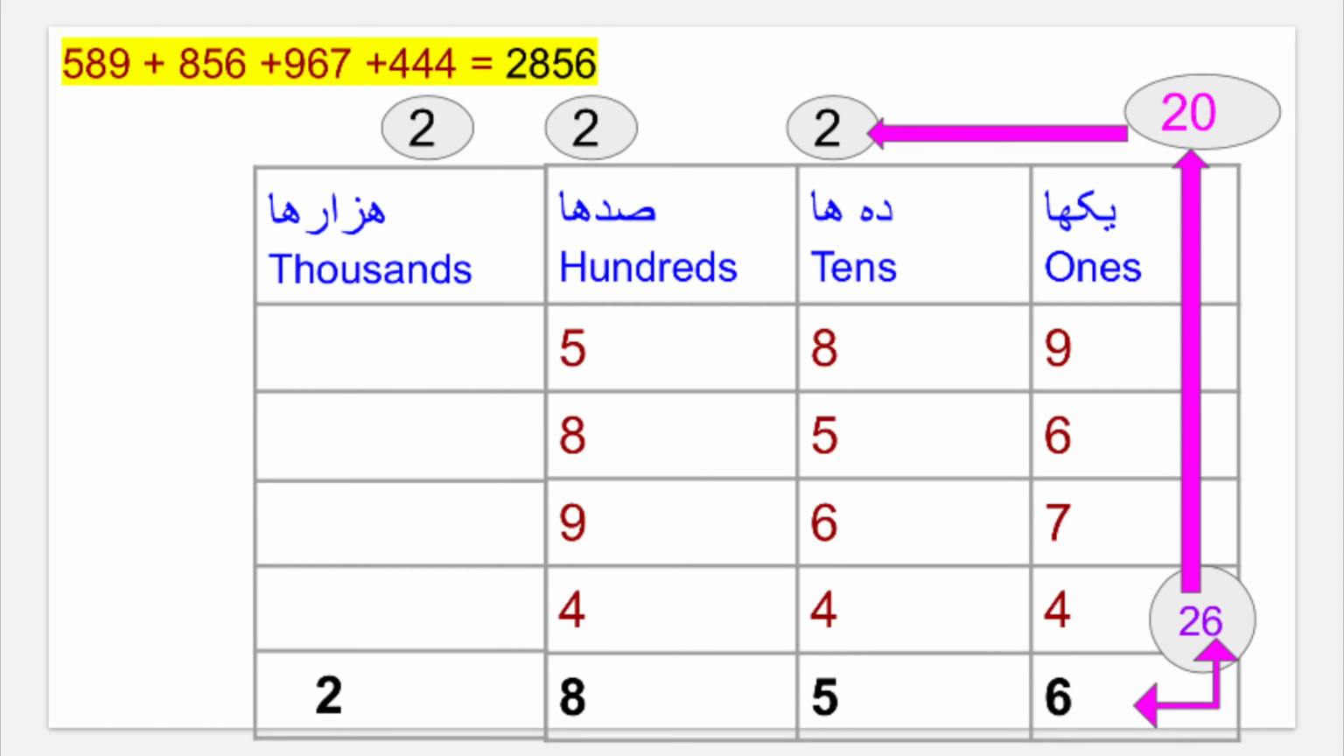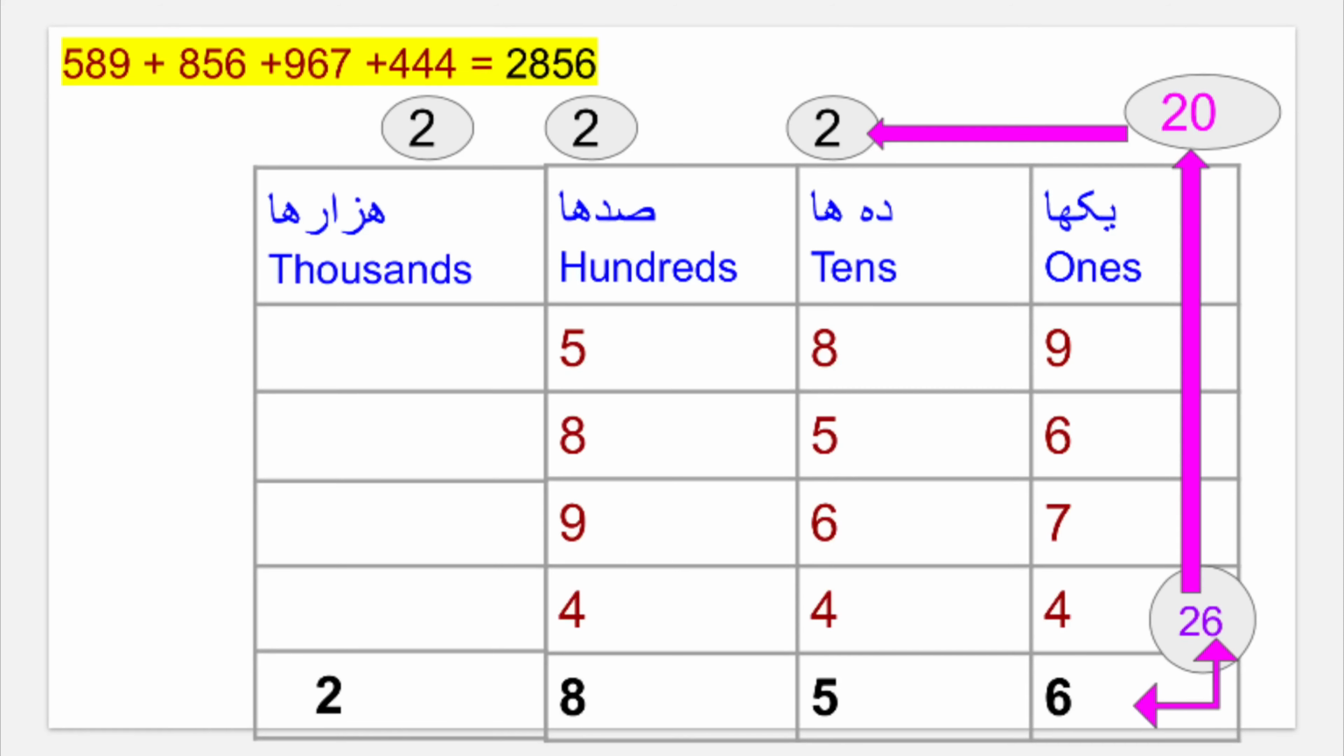So now we're going to add the hundreds part. Hundreds, so 5, 8, 9, 4, the total is going to be 26. The 2 we have on the top from the tens, it's going to be 28. 28 has two parts, 8 and 20.